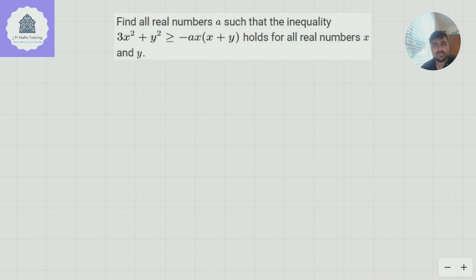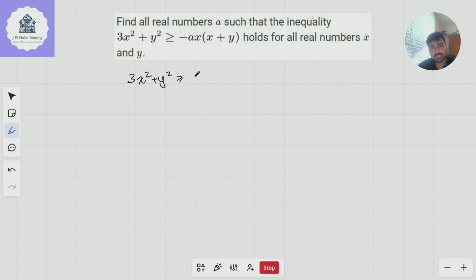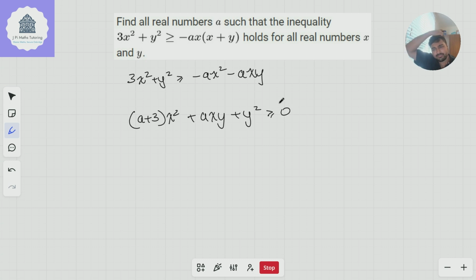Thankfully, it's actually not too bad in terms of solving this. So the way I'm going to do this is just expand everything here. So 3x squared plus y squared is at least negative ax squared minus axy. And then shoving everything onto one side, I get a plus 3 x squared plus axy plus y squared. We want that to be at least 0.